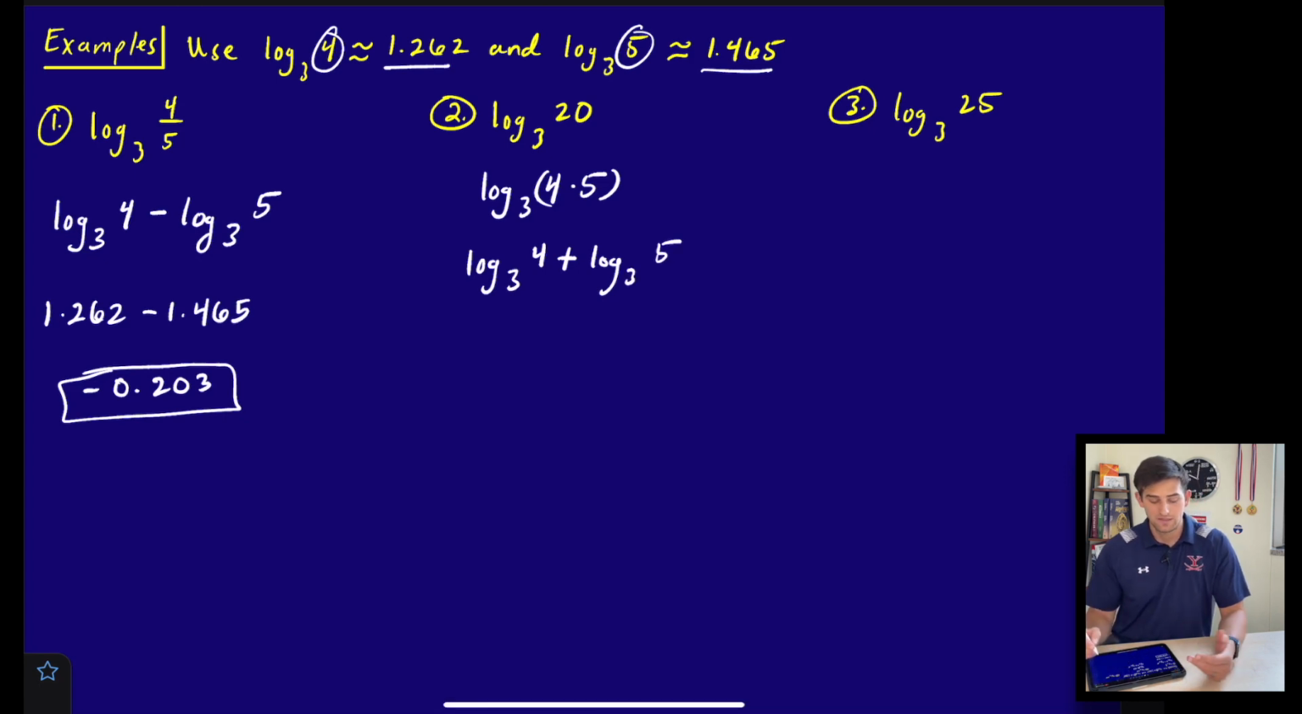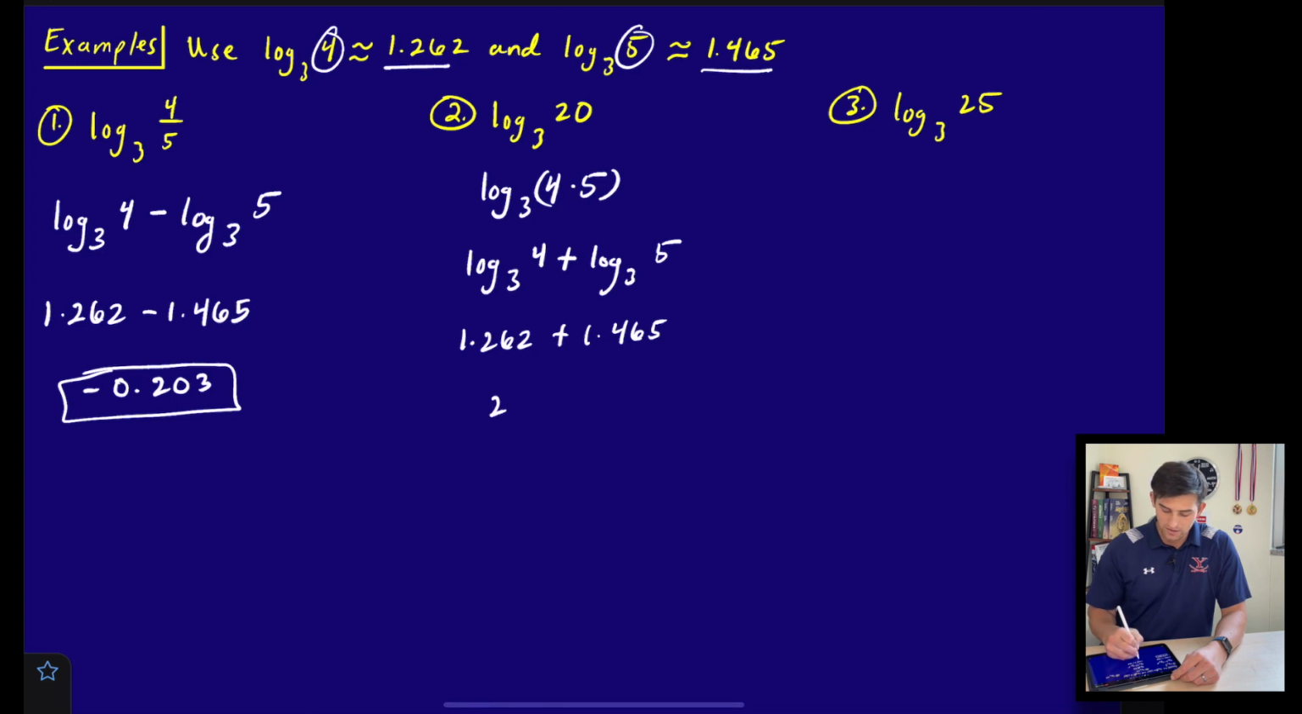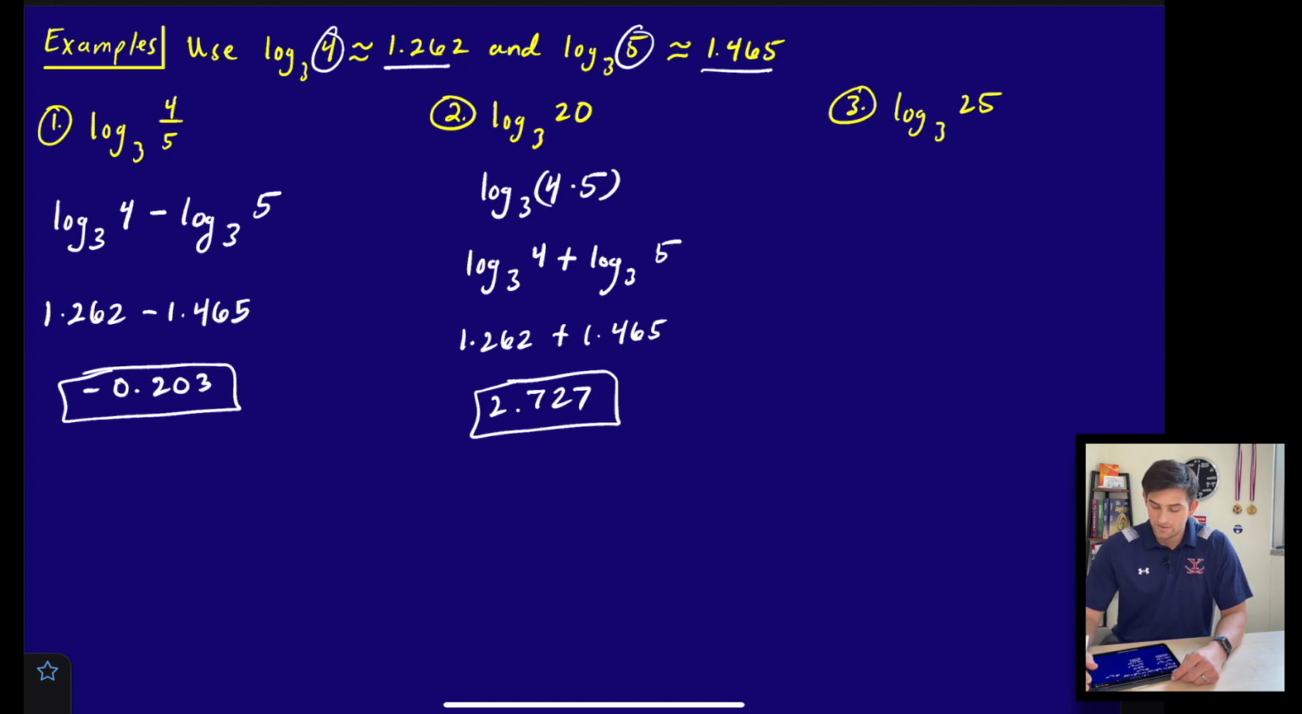And now in the problem that was given to us, log base 3 of 4 is 1.262, log base 3 of 5 is 1.465. So 1.262 plus 1.465, and we're going to get an answer of 2.727.